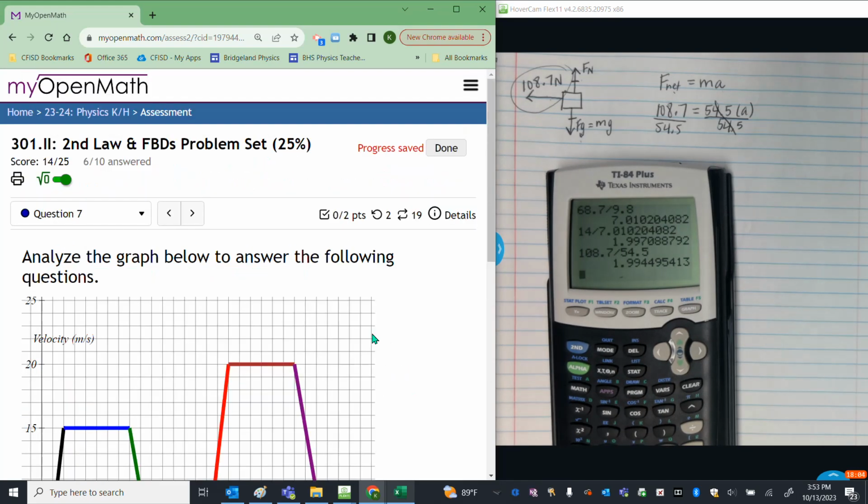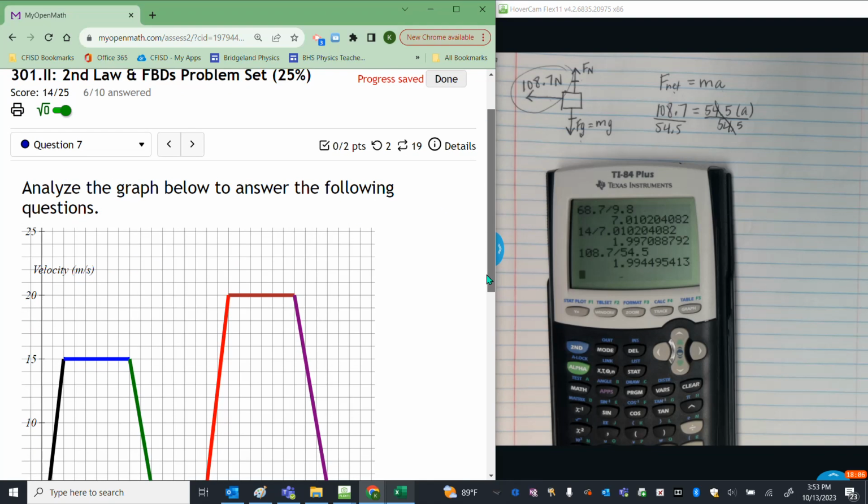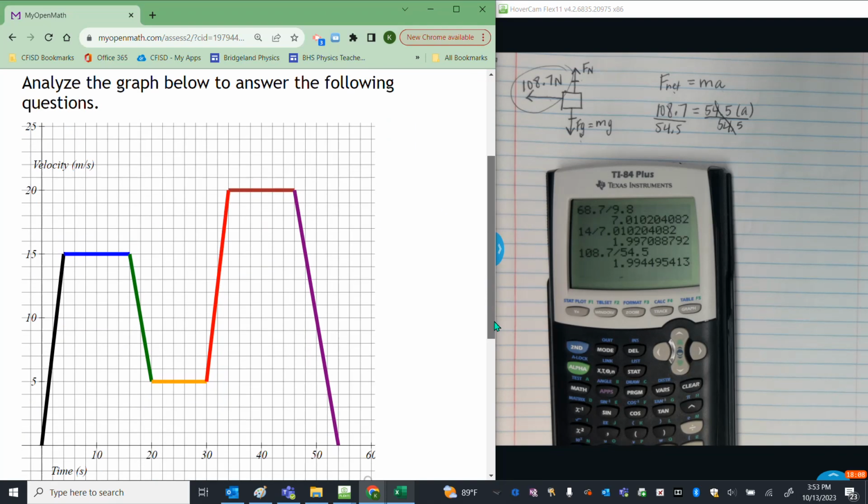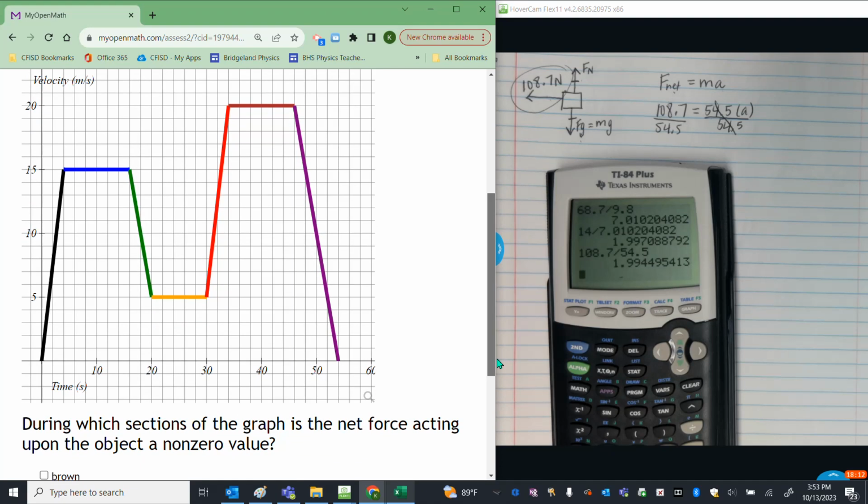This is question 7 in the assignment 301.2. It says, analyze the graph below to answer the following questions. This is a velocity time graph. It asks us, during which sections of the graph is the net force acting upon the object a non-zero value? In other words, where do I have a net force? Where are my forces not all canceling?